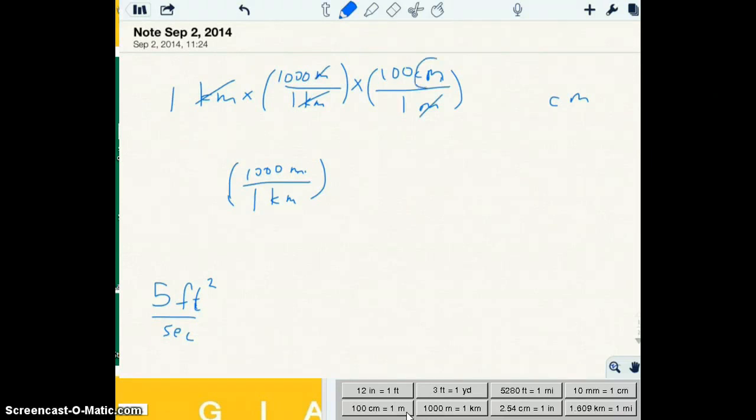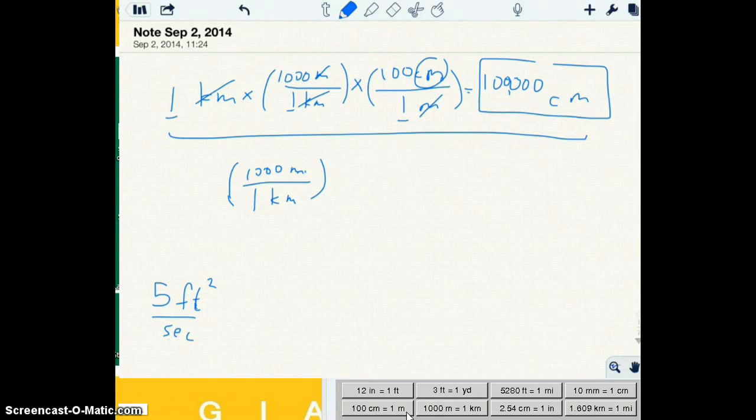So now all we do is multiply what's left. The ones you don't have to multiply, right? Because multiplying by 1 and dividing by 1 doesn't do anything. You have 1,000 times 100. That will give you 1 with 5 zeros, which is 100,000 centimeters. Okay? So we've just found that 1 kilometer equals 100,000 centimeters. All right. So you probably could do that using whatever method you've used up until now. Let's do something more difficult.